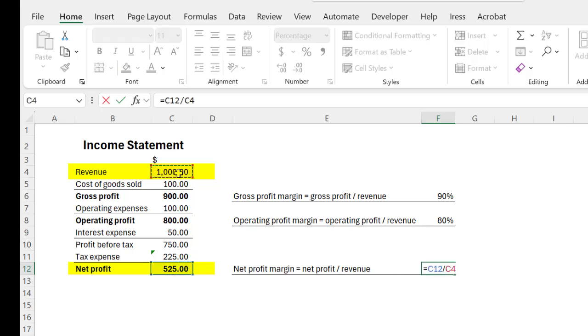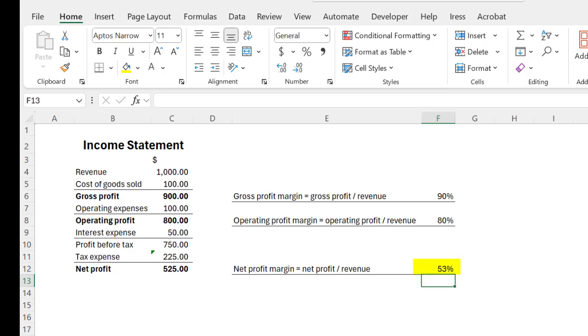525 divided by 1,000 equals 52.5%. For every dollar in revenue, we keep 52.5 cents in net profit. For all 3 profitability ratios, the higher the better.